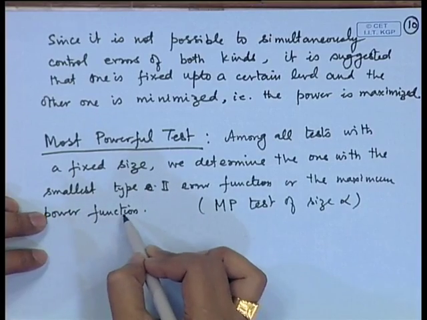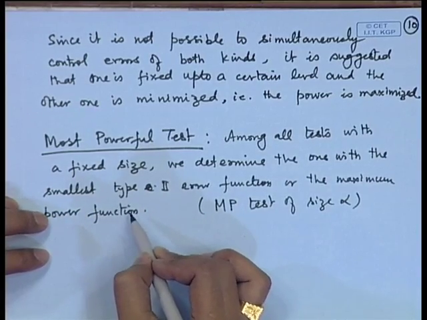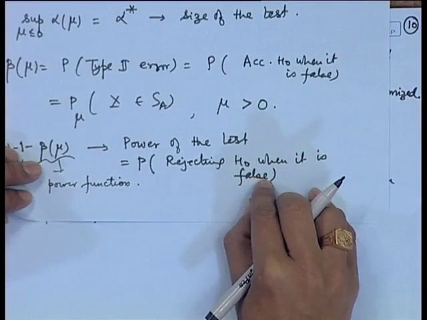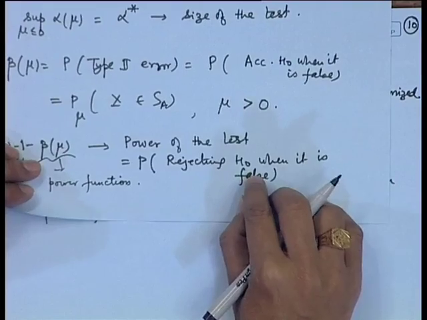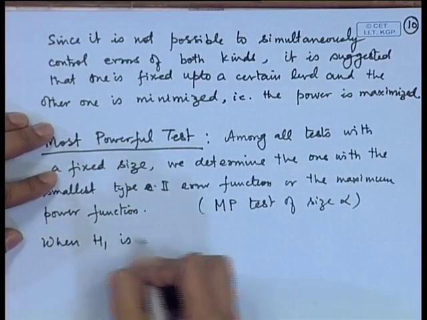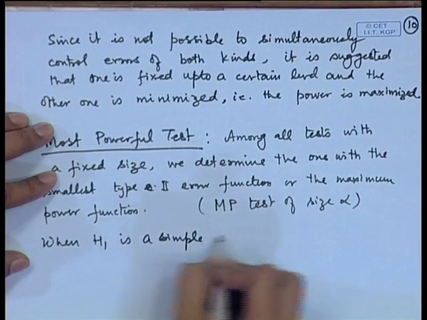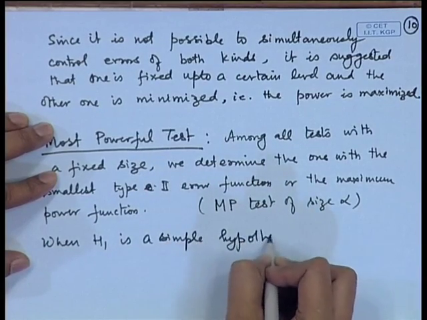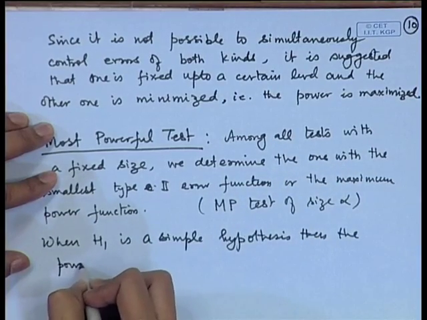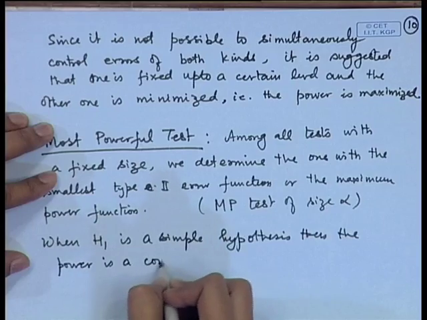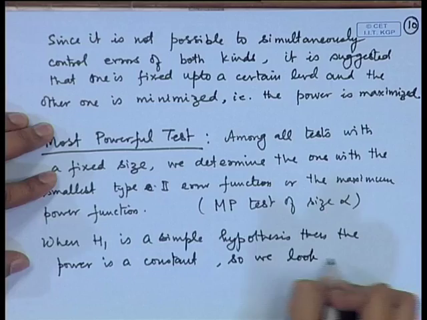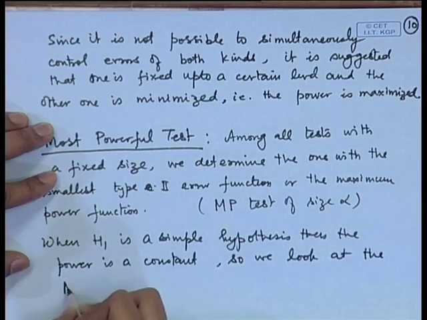Now, if it is a composite hypothesis, then actually the power function is dependent upon the parameter when it is false, that means when H 1 is true. So, when H 1 is a simple hypothesis, then the power is a constant. So, we look at the most powerful test.